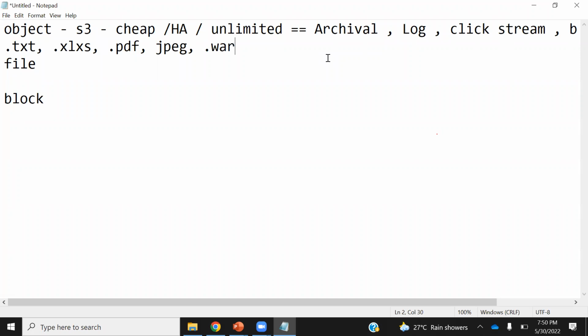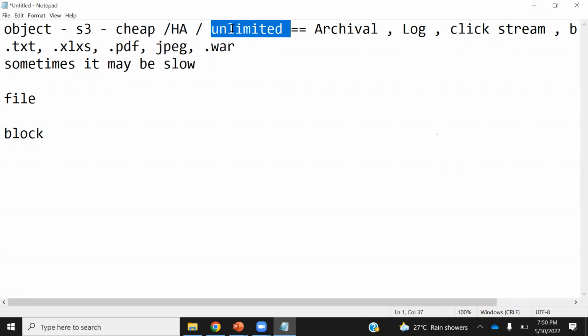Okay. Only one drawback is sometimes it may be slow. This is the only drawback it has. But the good thing is cheap, highly available, unlimited storage. Good for archival, log, clickstream data, and bulk storage of any kind. Any type of file can be stored here. Sometimes it may be slow, not always, sometimes.